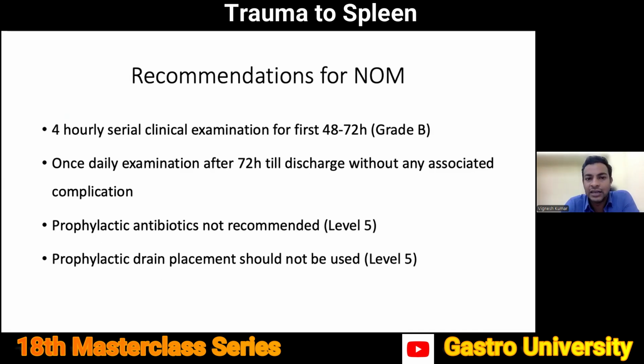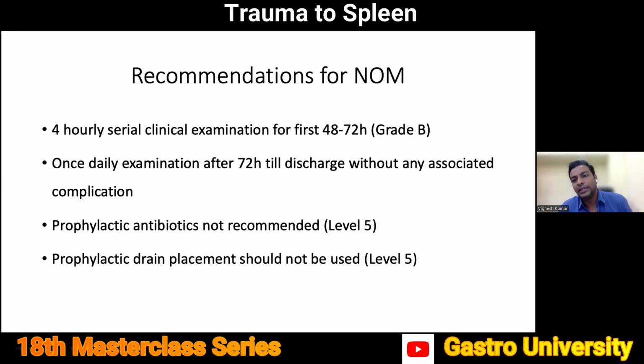So this serial clinical examination is basically a combination of vital monitoring and physical examination, and this has to be done every 4 to 6 hours for the first 48 to 72 hours, and then once every day from 72 hours till the date of discharge. There's no role for prophylactic antibiotics. There's no role for prophylactic drain placement in these patients.